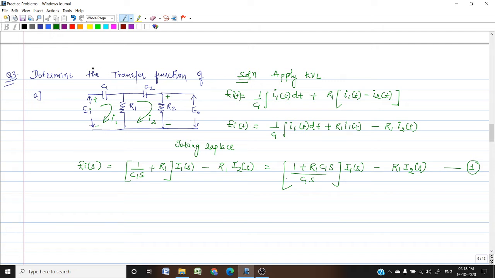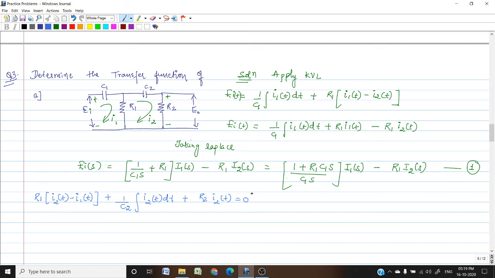Similarly, I'll apply KVL to loop 2. So for that, I'll get R1 (I2 of t minus I1 of t) plus 1 by C2 integration I2 of t into dt plus R2 I2 of t is equal to 0.